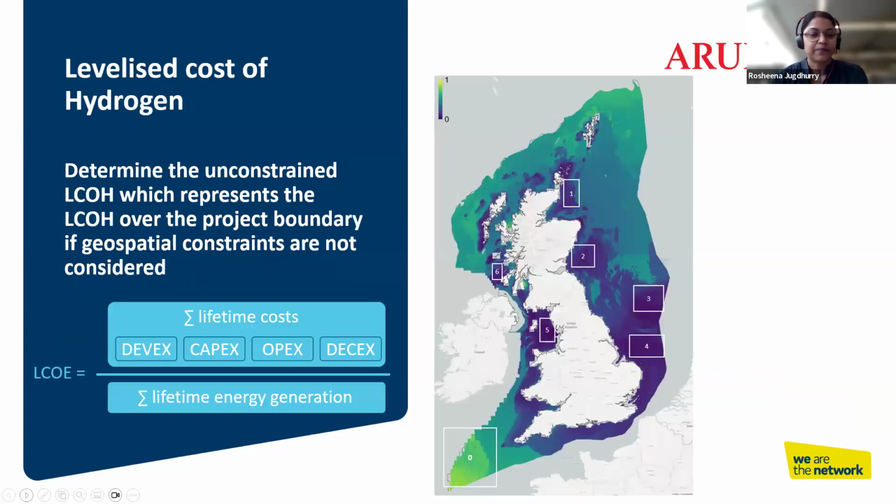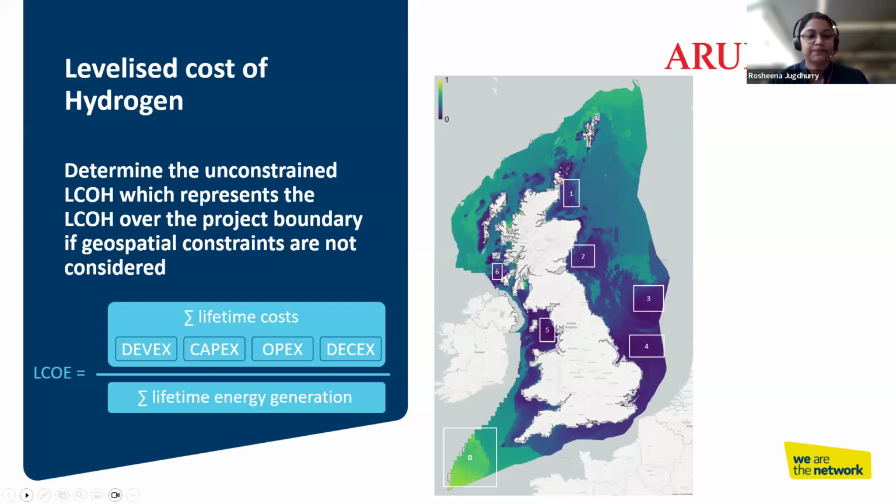Next one, please. So the assessment was carried out in 2 steps. First, as I said, we determined the unconstrained levelized cost of hydrogen, and that is the LCOH if geospatial constraints are not considered. This assessment showed that LCOH is highest in the southwest region, which is zone 0 on the image, and another 6 broader zones, zones 1 to 6, exhibited lower LCOH, with the primary drivers being shallower water depths, milder mid-ocean conditions, higher wind speeds, proximity to construction and operation ports, and proximity to hydrogen connection locations.